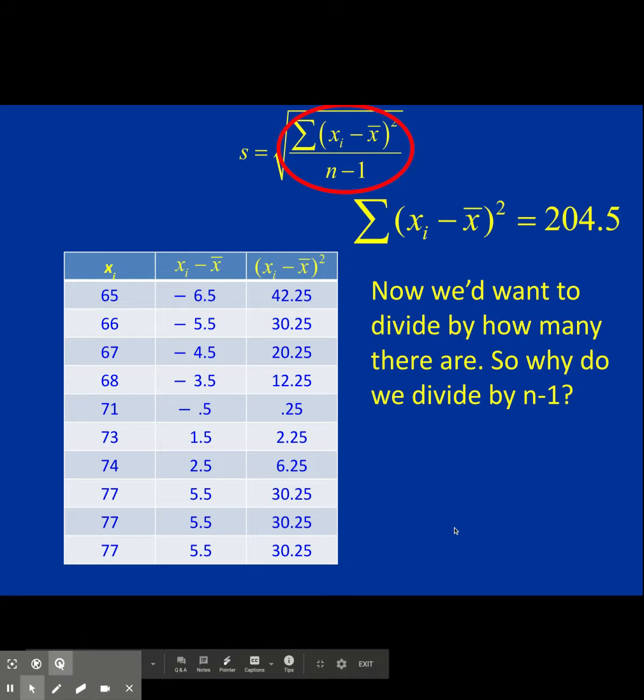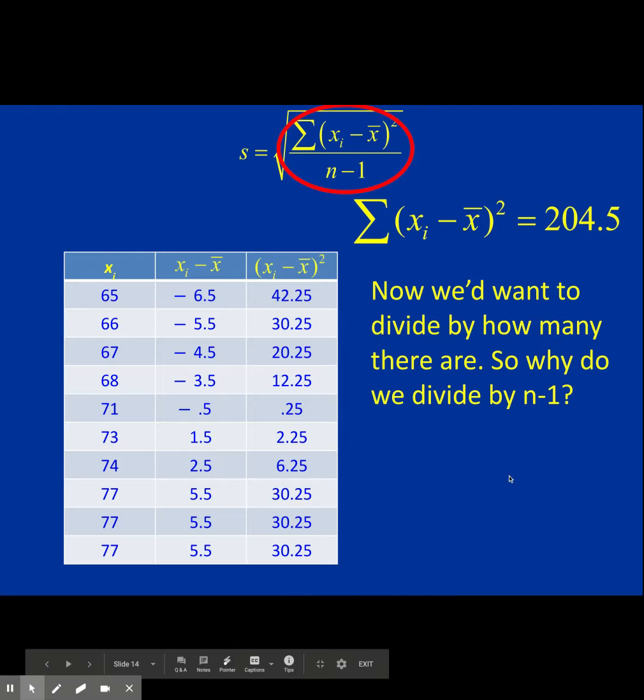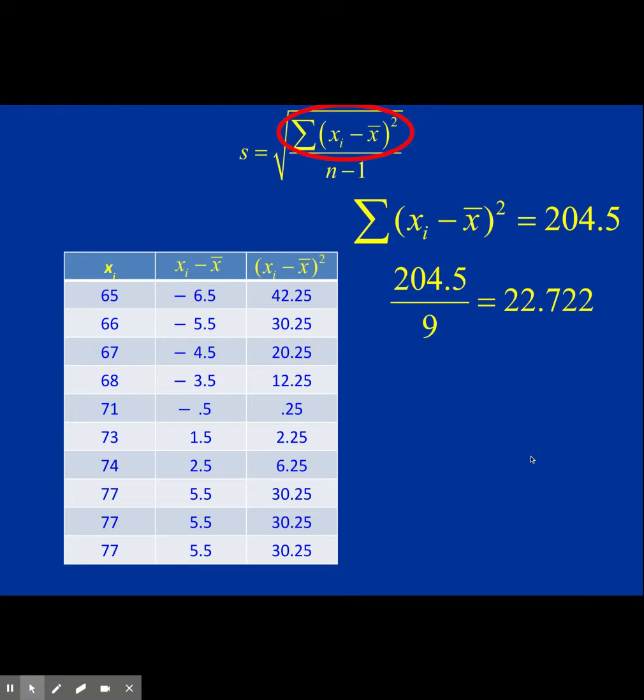Okay. So when we add all of these up, what we get is this number, 204.5. So that's what you're doing when you calculate an average: you're adding all of the values together. So we're adding the distances together, and then we have to divide by the number of distances we have. Normally we would divide by 10 because there are 10 distances here. But in the standard deviation formula, we divide by n minus 1.